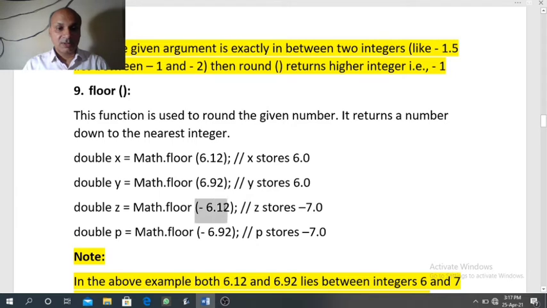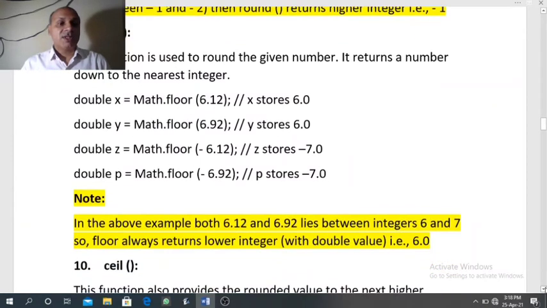Now in the third example, minus 6.12. Now we have to imagine which two integers this number belongs between on the number line. So this number is between minus 6 and minus 7 on the number line, and between these two, minus 7 is the smaller value. That is why the answer is minus 7.0. And the same thing here, minus 6.92 is between minus 6 and minus 7, and the lower integer is minus 7, so the answer is minus 7.0.